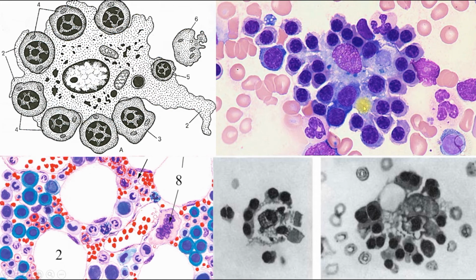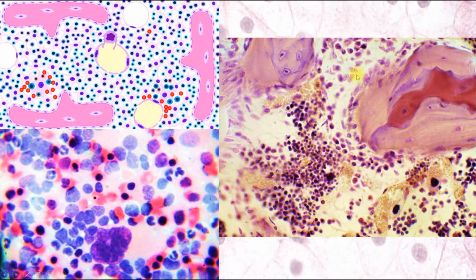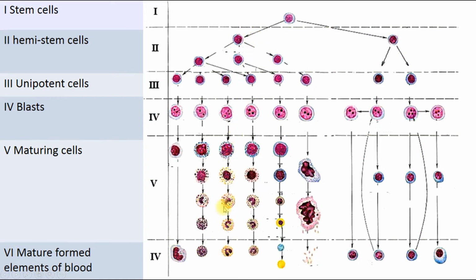And here we can see the central macrophage of the hematopoietic islet, and numerous hematopoietic cells, a family of hematopoietic cells, which surround this nurse cell. So here we can see bony trabeculae, reticular stroma, adipocytes, macrophages, sinusoids, hematopoietic cells, and all those hematopoietic cells may be divided into 6 stages of development, 6 classes of hematopoiesis. There are stem cells, hemistem cells, unipotent cells, blasts, maturing cells, and mature formed elements of blood.